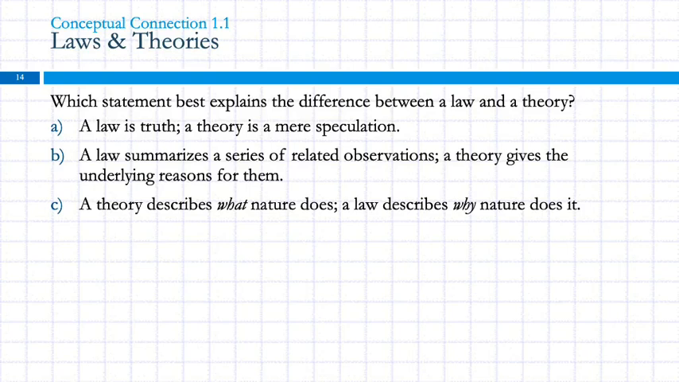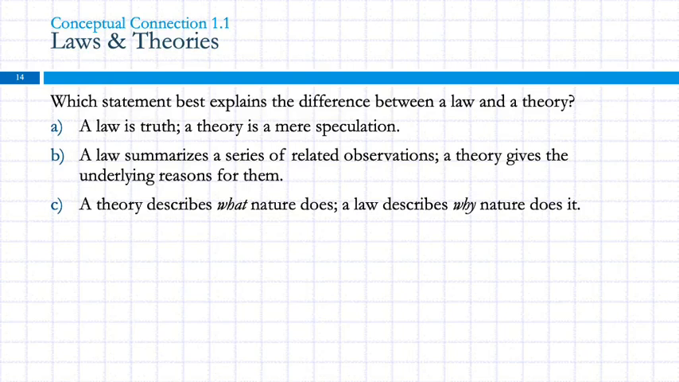So this is one of those conceptual connections. These typically do not have mathematical calculations in them, they're more thinking. So which statement best explains the difference between a law and a theory? Choice A, a law is truth, a theory is mere speculation. Choice B, a law summarizes a series of related observations, a theory gives the underlying reasons for them. Or C, a theory describes what nature does, a law describes why nature does it. So just think to yourself, which one do you think is the answer?